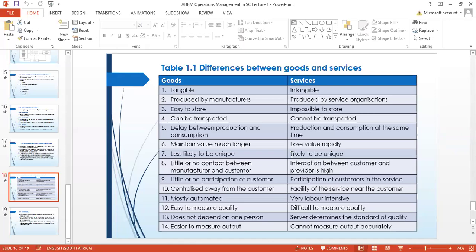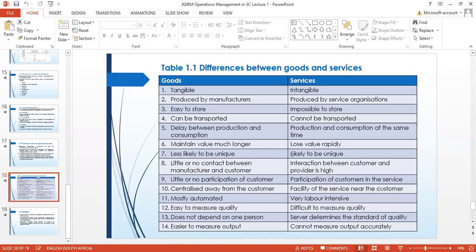There was a question in a certain question paper, which was asking you to differentiate, give 5 differences between a good and a service, or goods and services. These are the differences. Goods, it's easy to store, and a service cannot be stored. You cannot store a service, but goods, you can store them. You can store your laptops. You can store your clothes that you are selling.